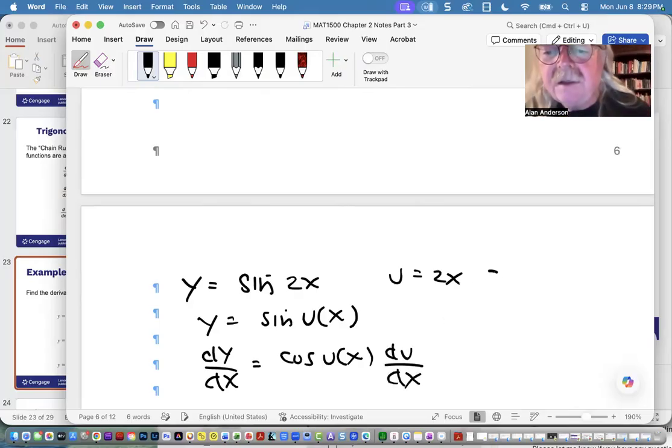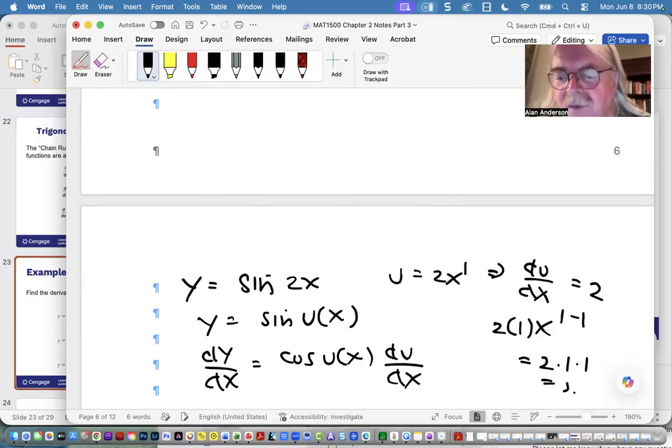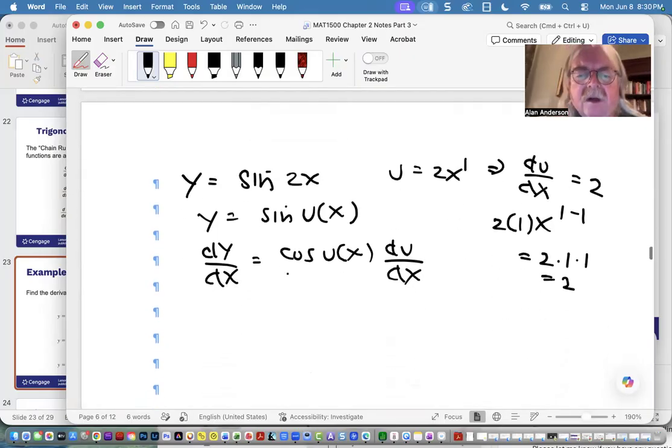And then over here, du dx would simply be 2, right? Or if you want to follow the rule very closely, because there's an implied 1 here, it's 2 times 1 times x to the 1 minus 1, which is 2 times 1 times 1, which is 2. Okay. So therefore, what do we have here?